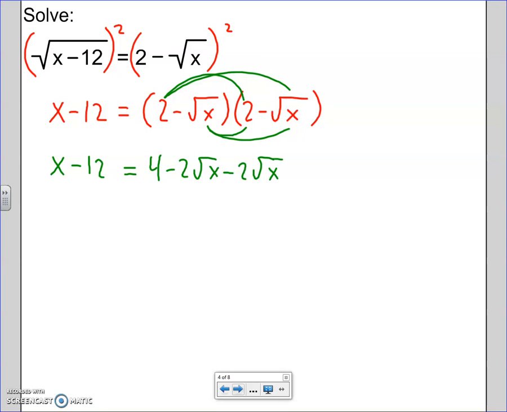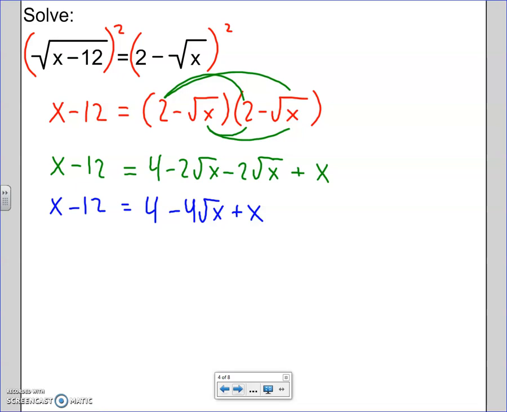Negative square root x times negative square root x is positive square root x squared, but square root of x squared is x. Remember, when you do a square root times itself, it's just the inside. We can combine like terms. So this is 4, negative 2 root x minus root x is negative 4 root x, plus x.